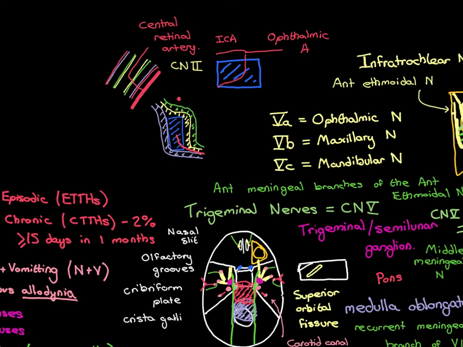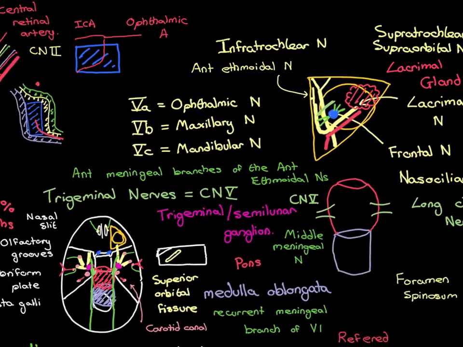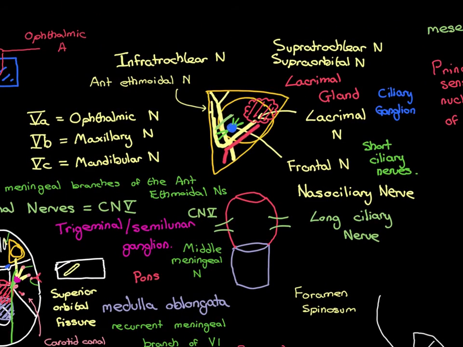The first branch it gives off is the central retinal artery that penetrates through the meningeal sheath surrounding the optic nerve and then runs in the centre of the optic nerve. The next branches that it gives off, the major branches we're doing, is the lacrimal artery here, and I will just label a few of these up.